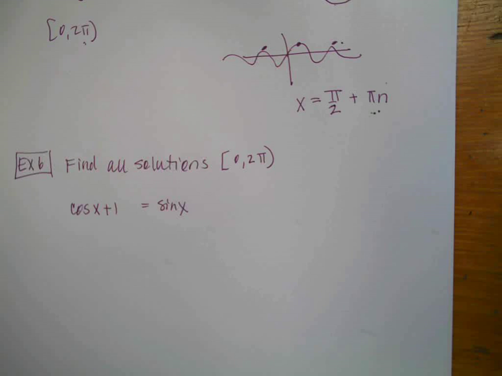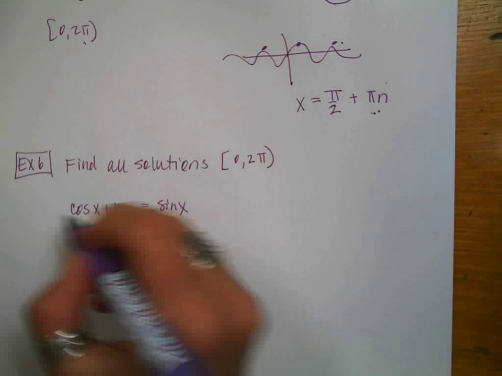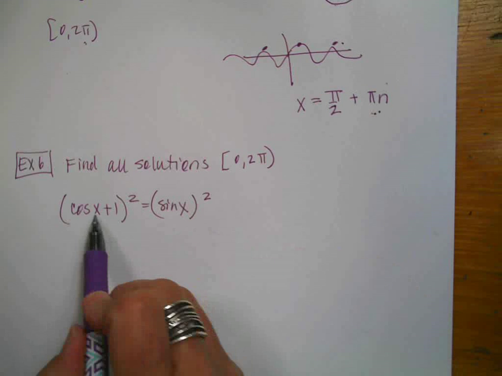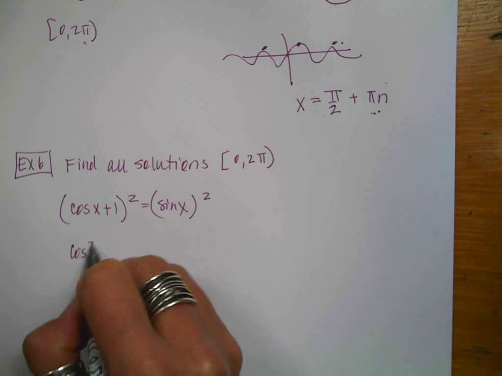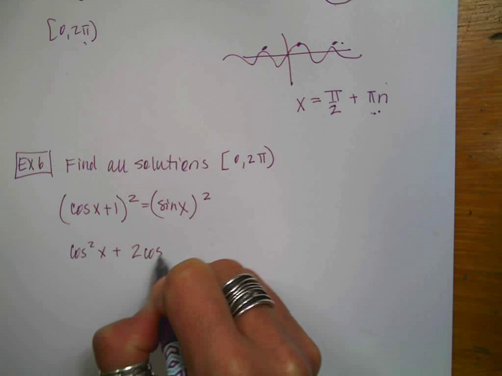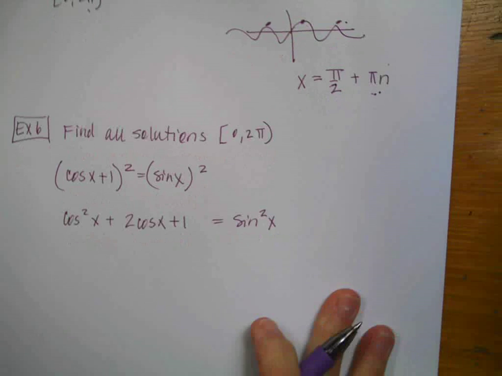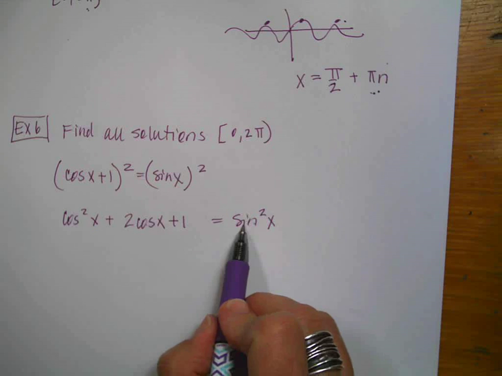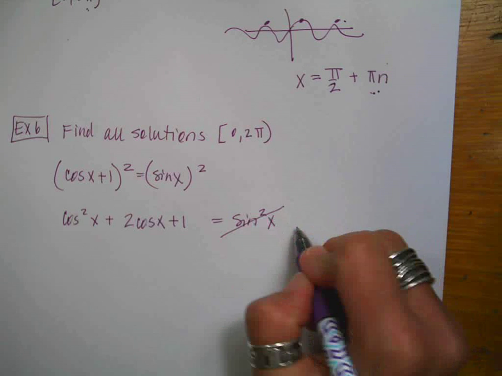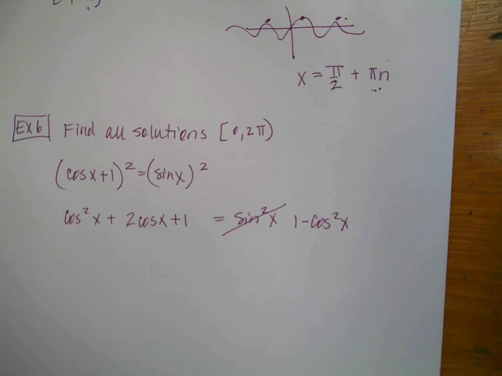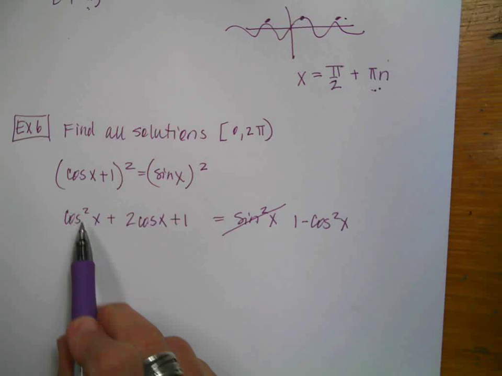So as we look at this, there's really not a lot that I can do because neither the cosine nor the sine are squared. But I can do whatever I want as long as I do it to both sides of the equation. So I'm actually going to square both sides of the equation. On the left-hand side, I'm going to get cosine squared x plus 2 cosine x plus 1. On the right-hand side, I'm going to get sine squared x. But I need to have everything in terms of the same variable, so I'm going to rewrite this as 1 minus cosine squared x. Now everything is in terms of cosine.